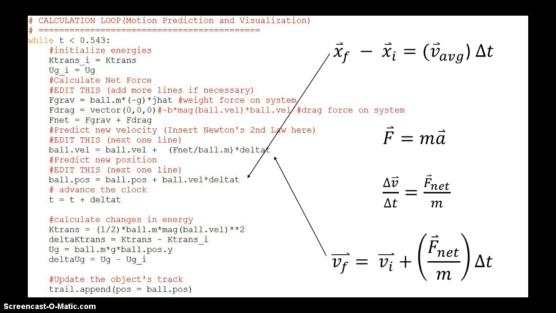The calculation loop is set for 0.543 seconds, and in this, the energies are initialized from before to be set as K-trans and UG. Then the line ball.vel equals ball.vel plus fnet over ball.m times delta t is found by the initial equation, F equals ma, from Newton's second law. This equation is derived from the motion prediction of velocity. The motion prediction of distance is denoted by ball.pos equals ball.pos plus ball.vel times delta t for the same derivation.